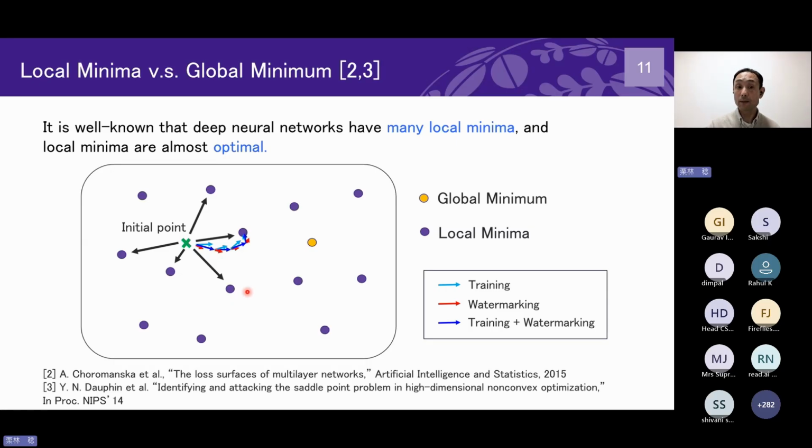As you can see, without watermarking, the initial point will very easily converge to a certain local minimum. But even if the watermarking is introduced, the training finally converges to a certain local minimum. Therefore, the effect of the watermarking does not affect the training of the AI model in this case.